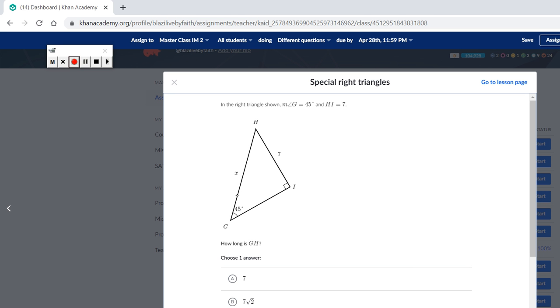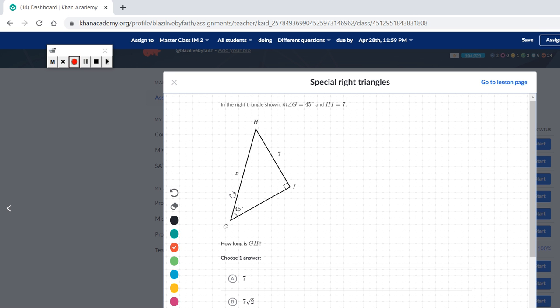This one we see right off the bat is a 45, 45, 90. So this is 45, and this is also 45 right here. That means this side is x, and this side is x. We're going to get rid of their variable and call this x root 2. We're just looking for this side, whatever it is. We know this is 7, and we know this is 7. 45, 45, 90 is the easier one. So in this case, x equals 7, so this is just going to be 7 root 2.